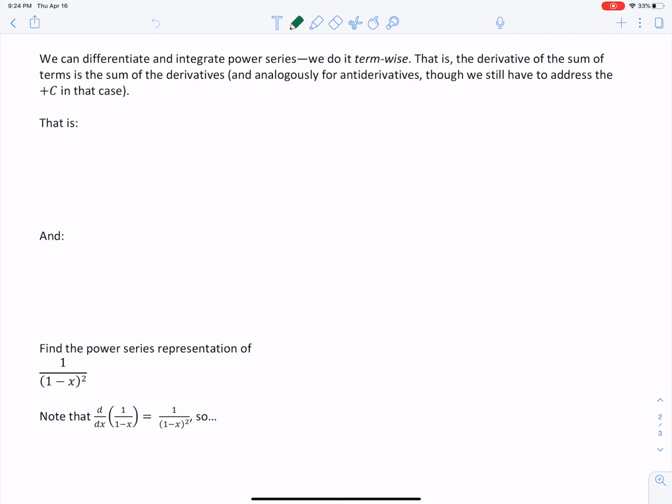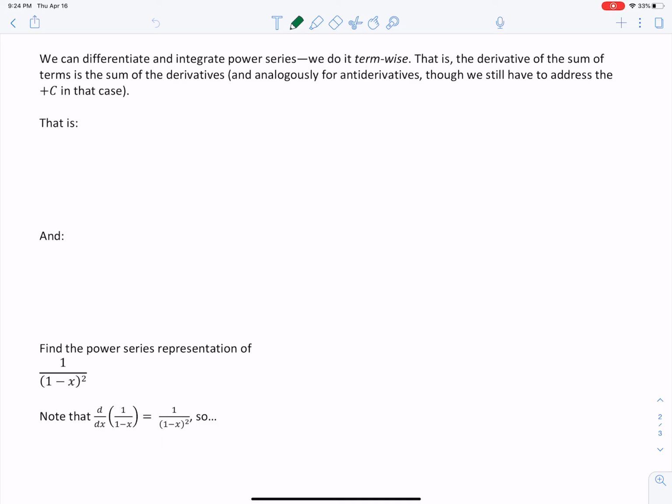Hello and welcome back to our next video in looking at power series representations of functions, and we're still working with variants of the function 1 over 1 minus x. But I want to introduce some other things that we can do to power series in general first, and that is that we can calculate derivatives.